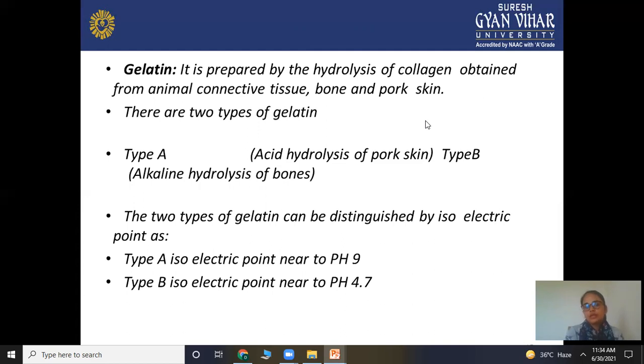Means this capsule gelatin is available in two types, type A and type B, and the difference is only the hydrolysis from different parts: type A uses pork skin and type B uses bone, and the isoelectric point also changes for type A and type B. Type A isoelectric point is 9 and for type B is 4.7 or nearby. So these are the changes according to type.